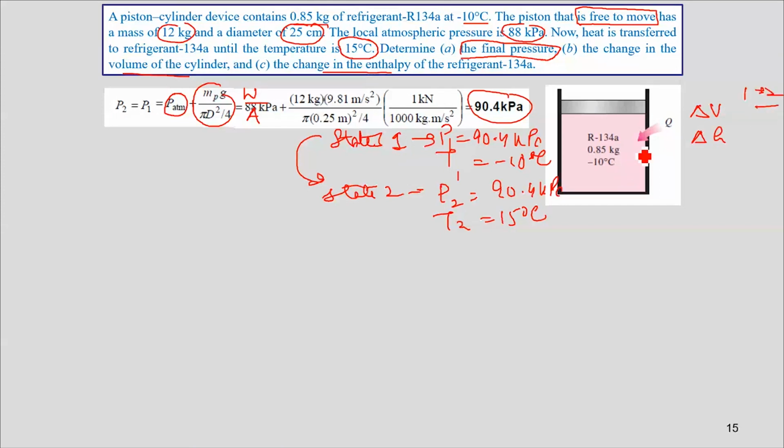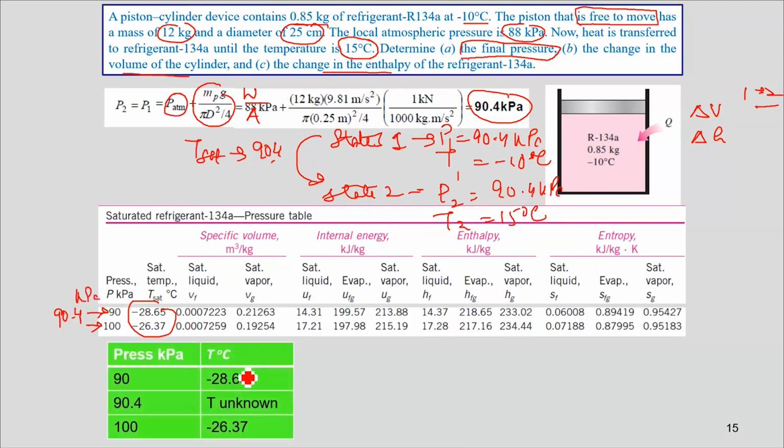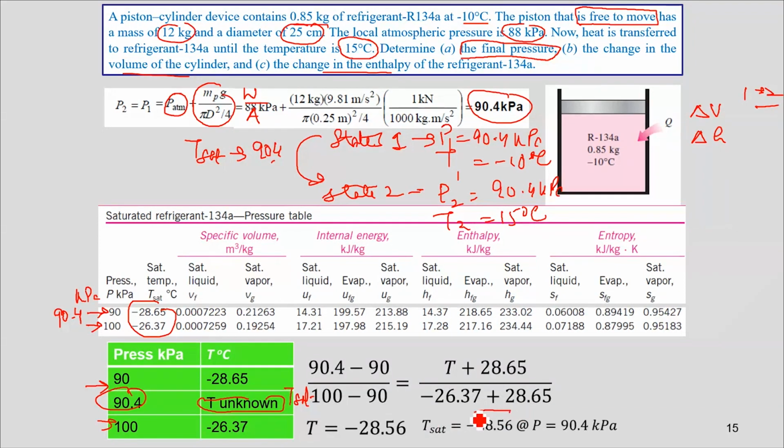For that you need to identify the regions in which your state 1 and state 2 are lying. So the first thing is to find out the saturation temperature for the corresponding pressure of 90.4 kilopascal. You'll go to the table of pressure. You see 90 and 100 pressures are given. Corresponding saturation temperatures are given. You have to find out for 90.4 kilopascal the saturation temperature. Again, doing the interpolation between 90 and 100 for 90.4 kilopascal, the saturation temperature comes out to be minus 28.56 at a pressure of 90.4 kilopascal.